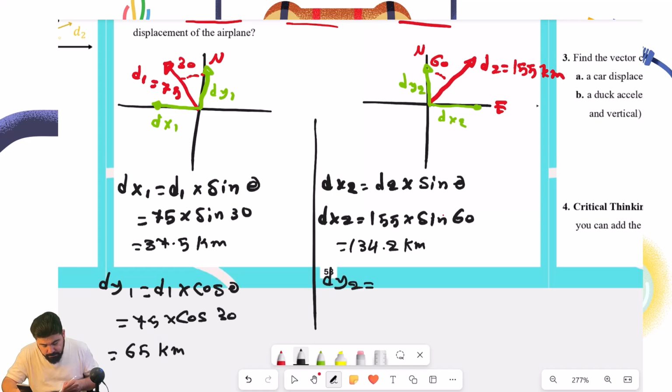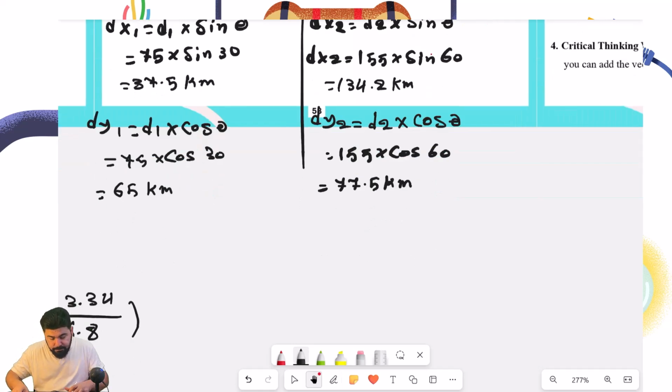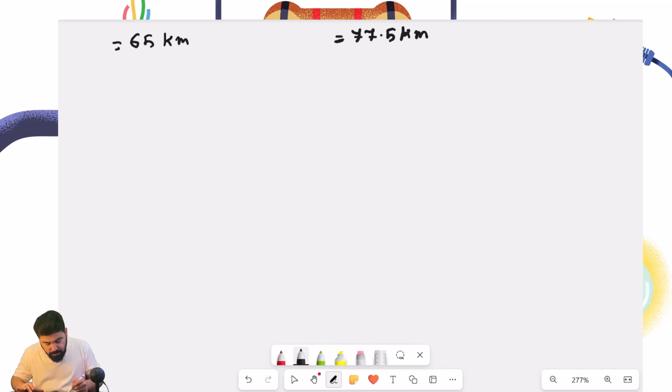dy2, guys, is equal to d2 multiplied by cosine theta. This is going to be 155 multiplied by cosine 60. So 155 times cosine of 60. The result is 77.5 kilometers. Okay, guys, now let's find dx total and dy total.